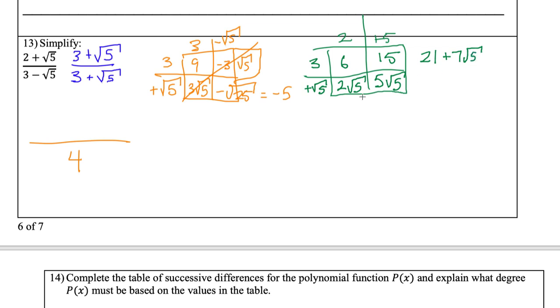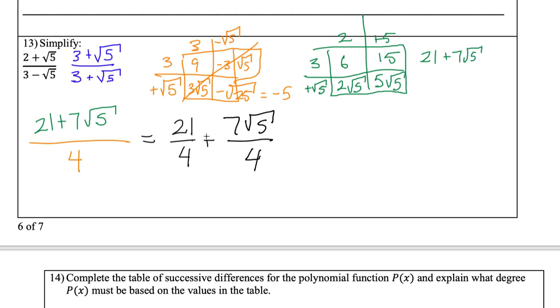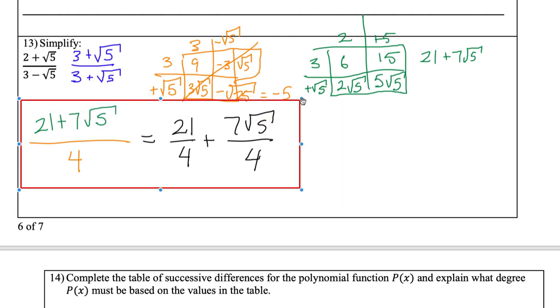You can kind of think of the square root of 5 as a variable, and then how many of those square root of 5 do I have? Well, I have 2 here and a 5 here, so 7 total of the square root of 5s. So at the top I have 21 plus 7 square root of 5. That is simplified, but it might have a different form, so it can also be 21 over 4 plus 7 square root of 5 over 4. These are the same answers. This one is just broken up into 2 different fractions, so that is also an answer.